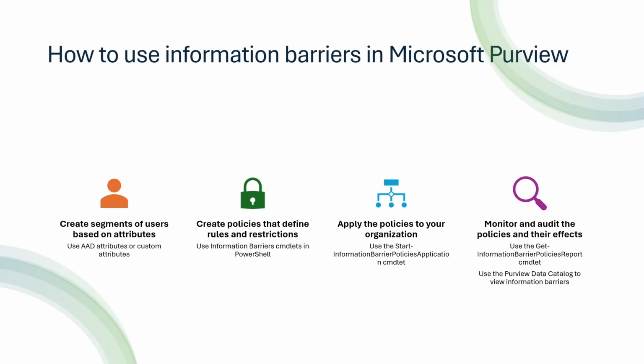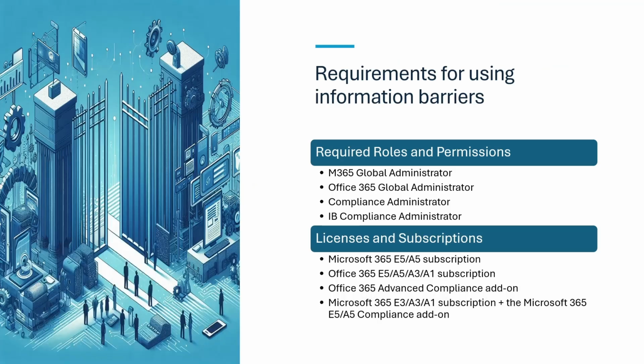And we also want to monitor and audit the policies to see the effects that they have. In this situation, we could use the get information barrier policy report commandlet that's going to be generating a report showing the status and the results of the policies. And then we can use the Purview data catalog to view the information barriers that apply to our data assets and their classifications. So, what are the requirements for using information barriers?